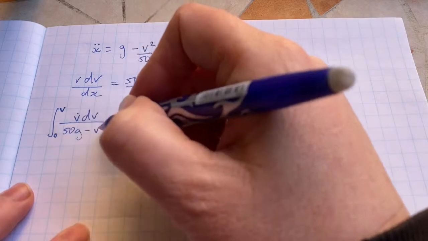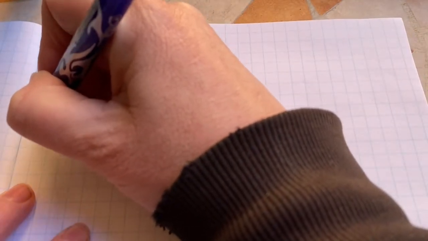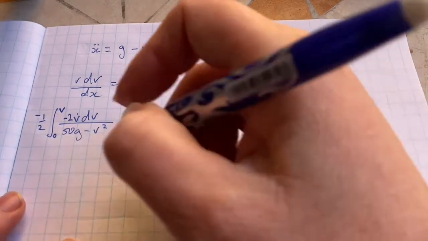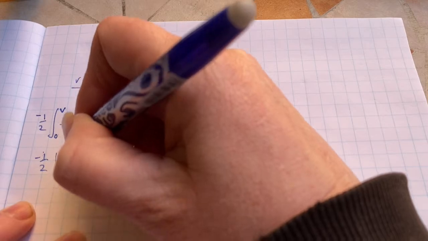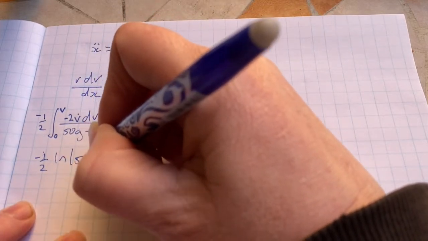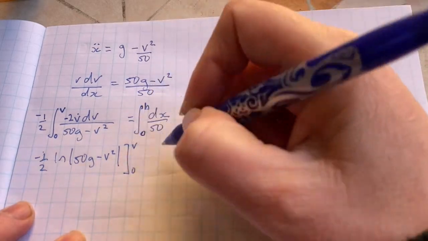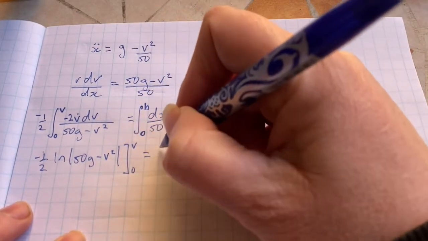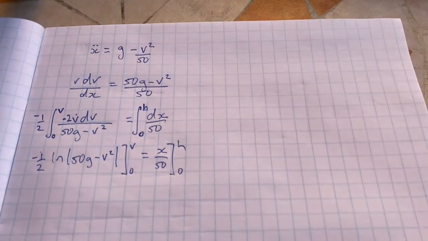So again, we're looking at a log here, but this needs to be -2. So I do need a -1/2 out the front. And then I do get then -1/2 log of that denominator, 50g minus v squared from 0 to v. So this is going to be x on 50 from 0 to h.